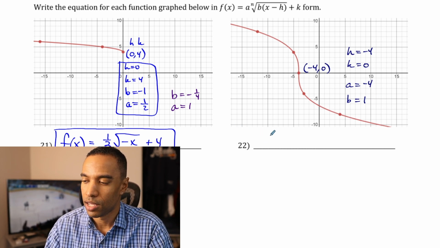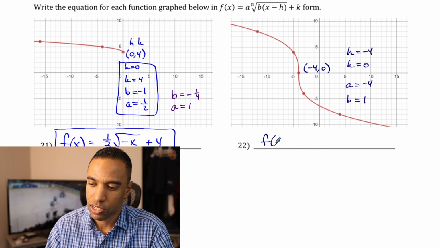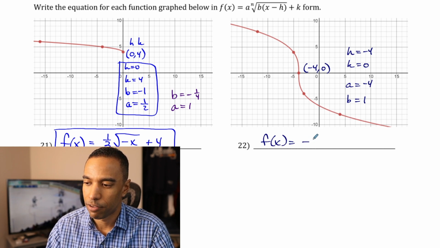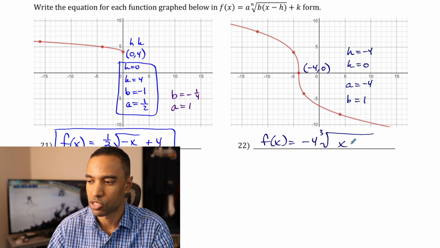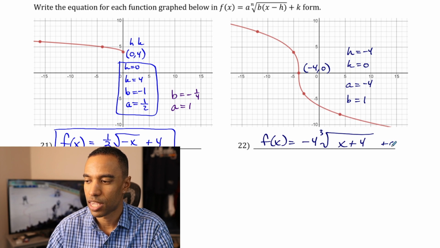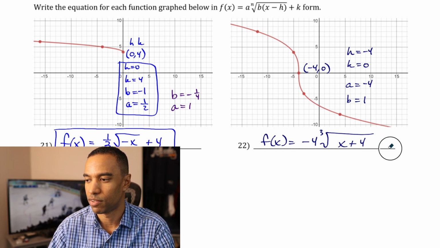So then we could say f of x equals, now A is -4, flipped over and stretched, times the cube root of, and here's x minus h, x minus -4 is x plus 4. And then plus k is plus 0, so we can just leave it, and then we're done right there.